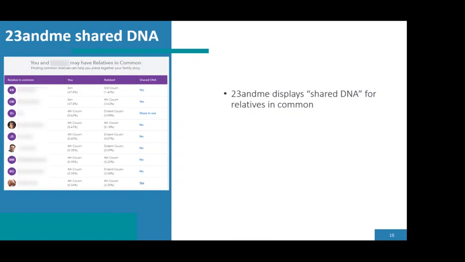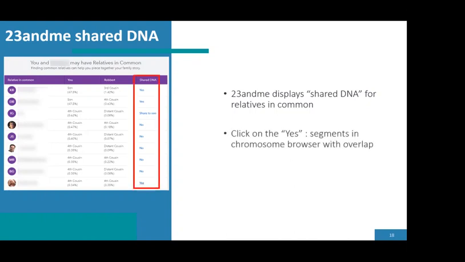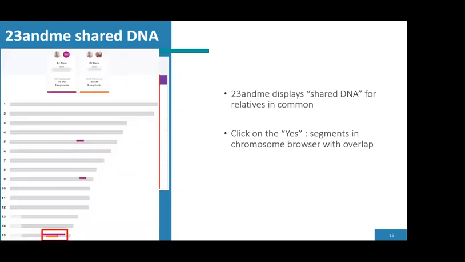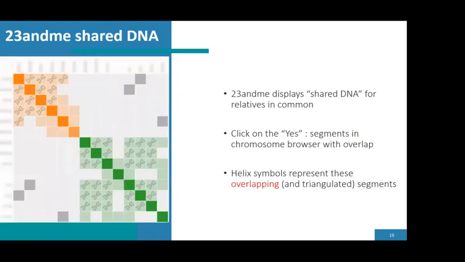Here we see the DNA matches I have in common with a certain match. The last column shows if there's a shared DNA. If you click on the yes, you will be redirected to the chromosome browser, which then shows you the segments that are overlapping. If these are the only segments that are overlapping, you can be fairly certain that these are triangulating.